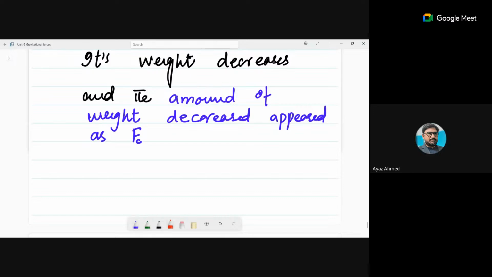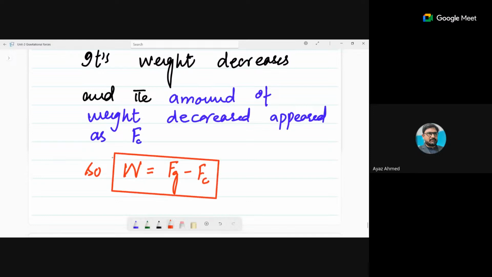So this means that weight is actually the difference of Fg and Fc. If your Fc is 0, then all of your Fg is your weight.